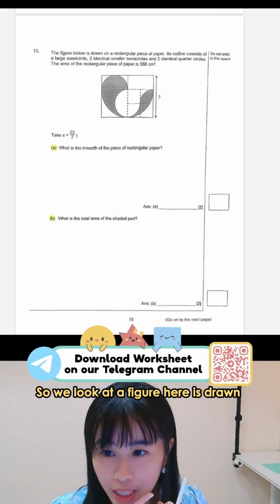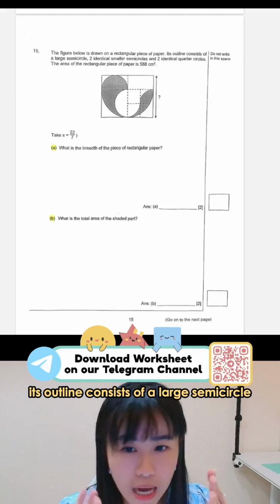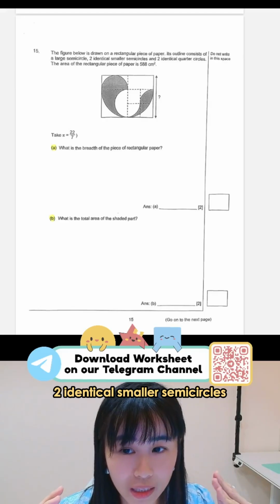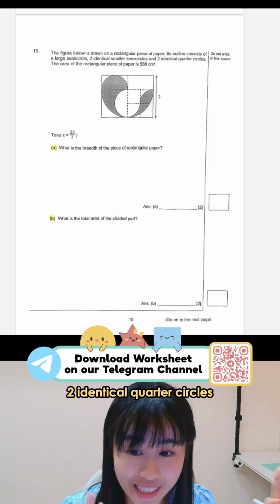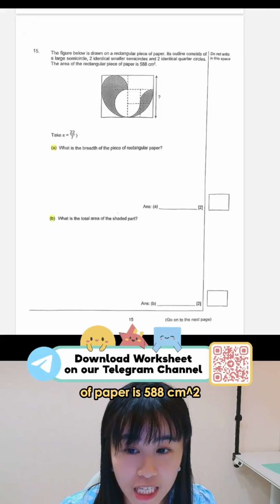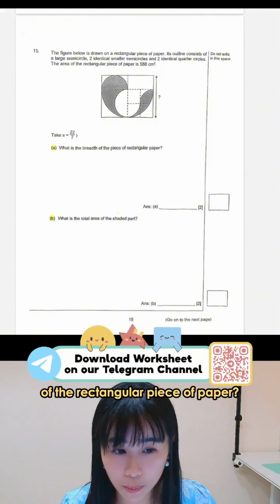So we look at a figure. Here is drawn on a rectangular piece of paper. Its outline consists of a large semicircle, two identical smaller semicircles, two identical quarter circles, and the area of the rectangular piece of paper is 588 cm square. What is the breadth of the rectangular piece of paper?